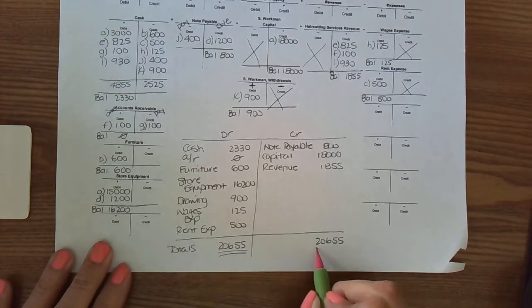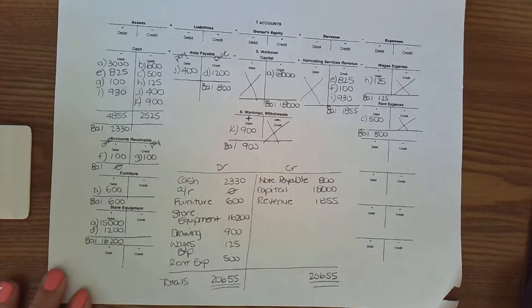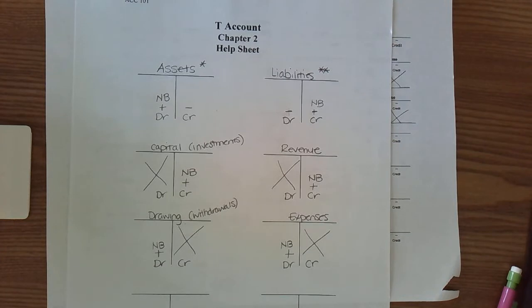I'm going to double rule each side of that balancing of the T account. I'm just going to double rule that so that we know that our debits equal our credits. So again, same thing we learned in chapter 1, just a little bit different form using the T accounts. Again, debit means left, credit means right. Follow your helper sheet as to what side adds and what side subtracts.